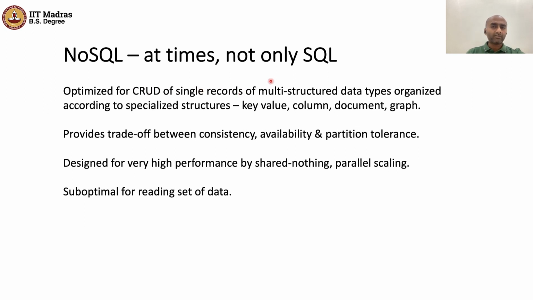So what are the structures? The first was what's called key value. Second was what's called column oriented. Third came to be categorized as document based, and fourth was graph based. Graph meaning relations based. So the other characteristic of NoSQL databases was the fact that they always seem to have this trade-off that gets provided between consistency, availability, and what's called partition tolerance.